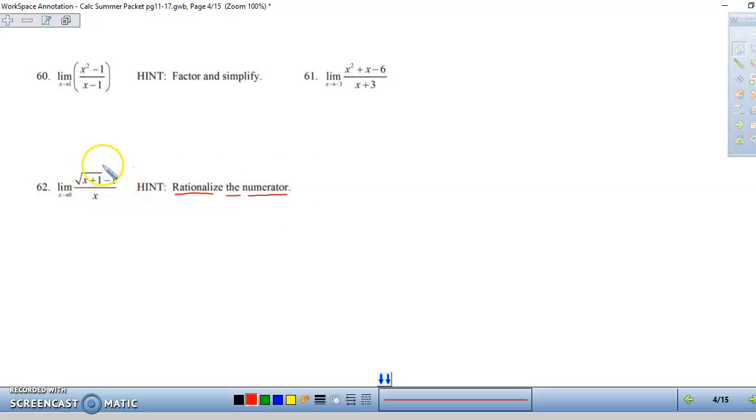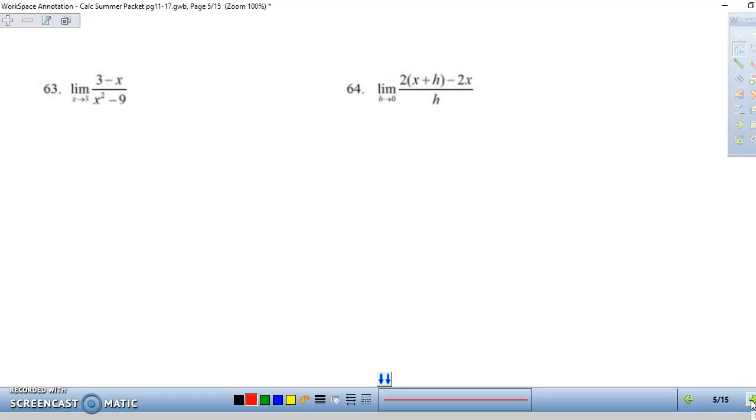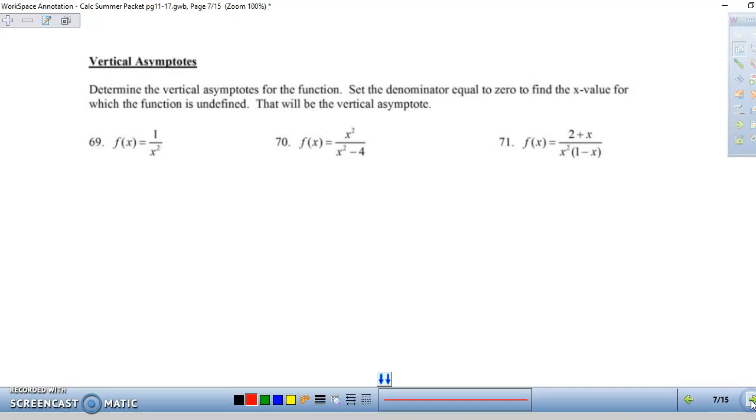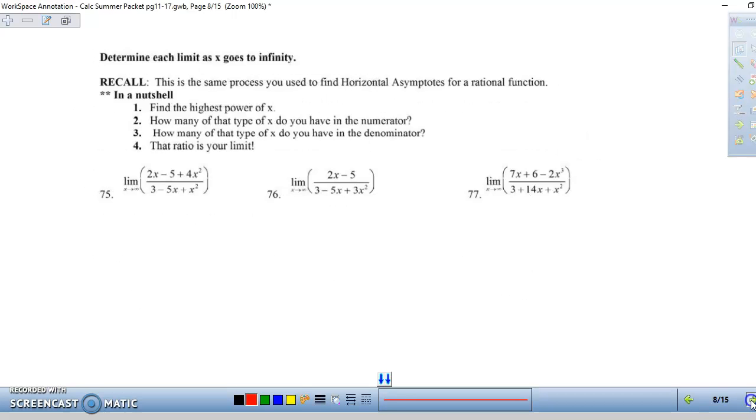But basically, you're going to multiply top and bottom by the square root of x plus 1 plus 1. And when you FOIL that top and then multiply here on the bottom, the x in the denominator will cancel. But that one's pretty hard, actually. Okay, so that's all of this business, all of this as x goes to infinity.